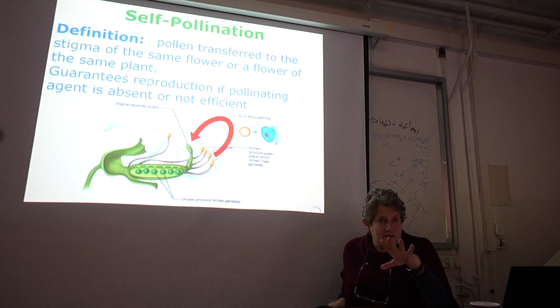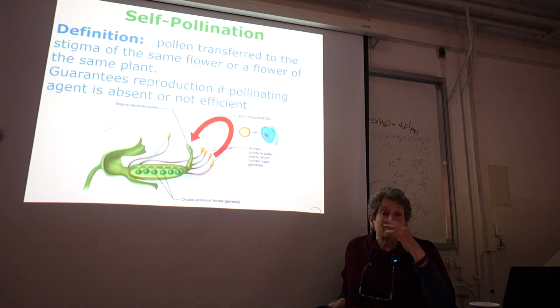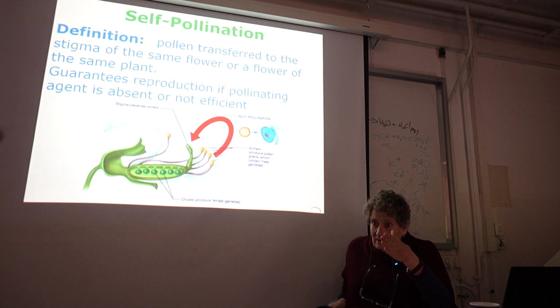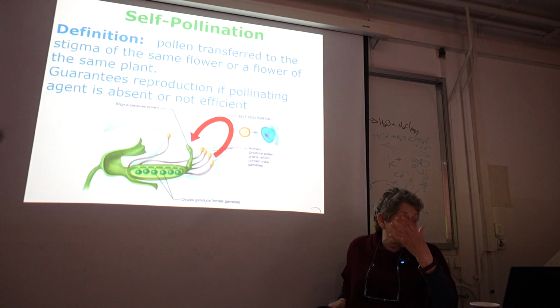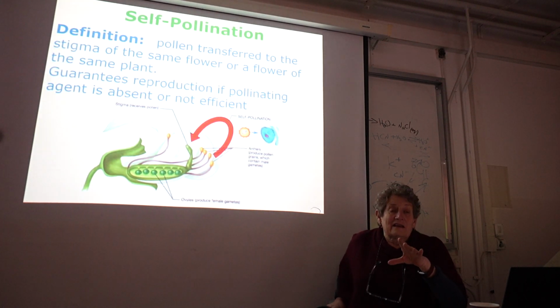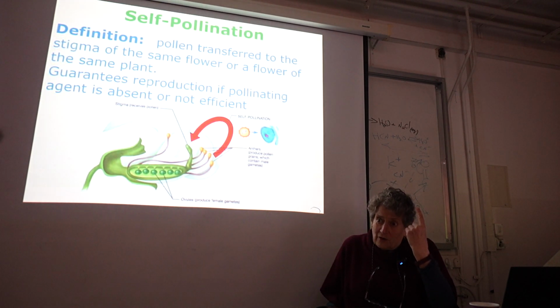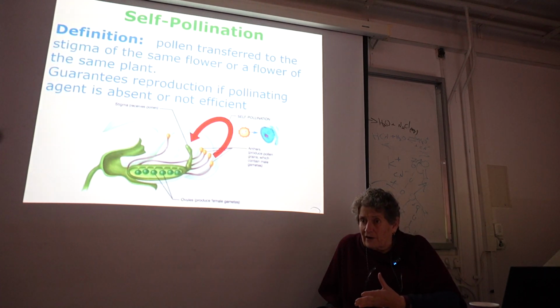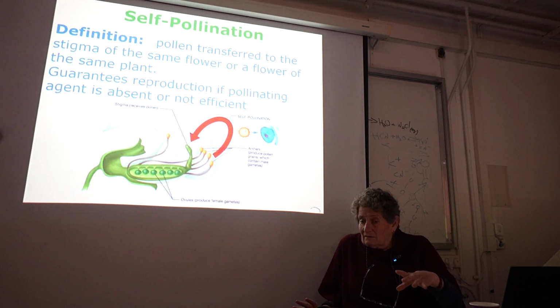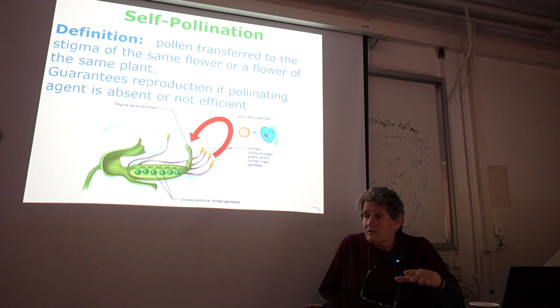We can have two different types of pollination. We can have what we call self-pollination. In this case, the pollen from the anthers of the same flower is transferred to the stigma of the same flower. The advantage of self-pollination is that it guarantees reproduction. Even if there is only one plant around, or if the plants are very far apart, or whatever, if self-pollination is possible, then there's guaranteed reproduction.